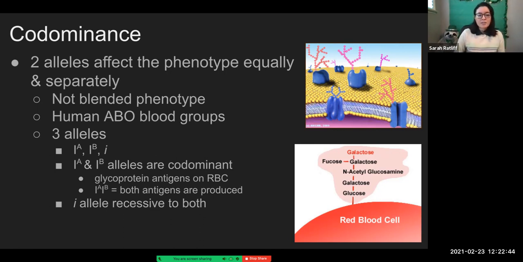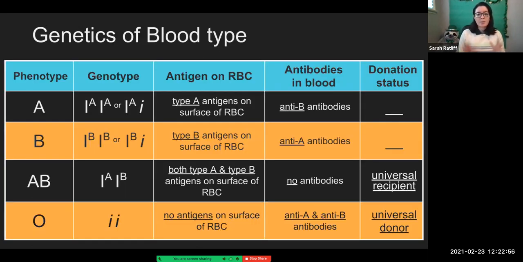That little i is recessive for O, so you cannot have O-type blood unless you have a homozygous recessive little i. So that part still is the same. But where we're seeing a difference is in these dominant alleles. So let's look at a table to organize this information a little bit better.